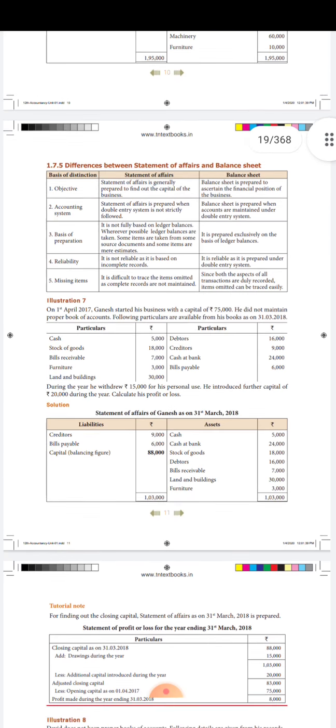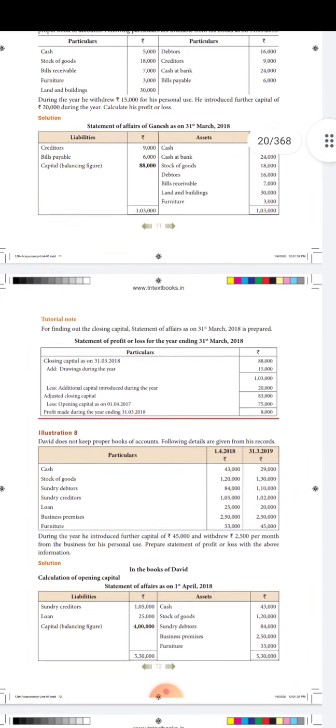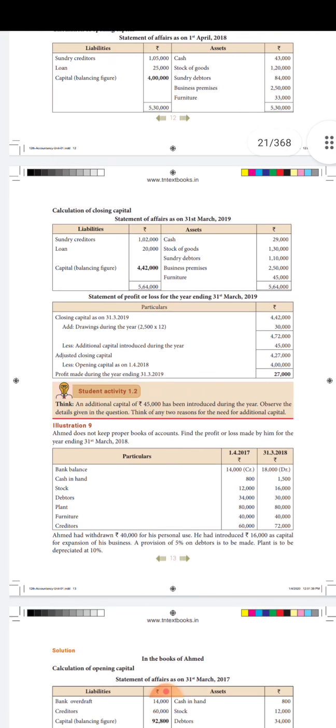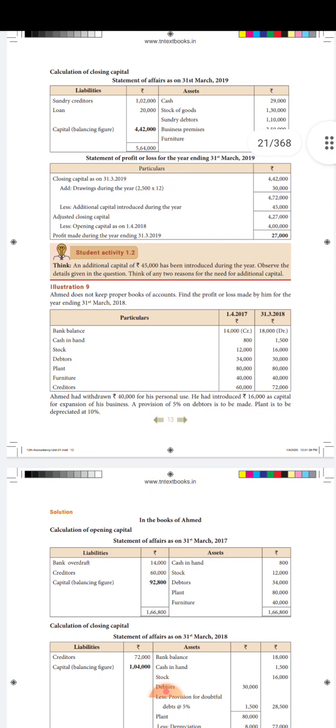Say illustration 6, illustration 7, illustration 8, and then illustration 9. All those 4 sums you have to send, ma. That is today's work.